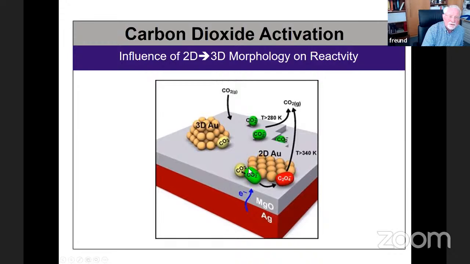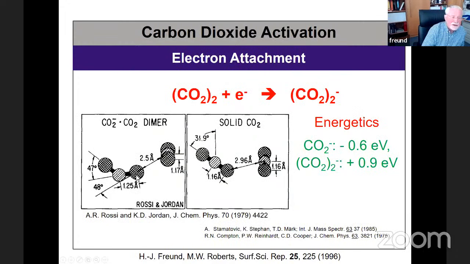And you can see here that the electron affinity of the CO2, which is negative in the case of the individual molecule, but is actually positive for a carbon dioxide dimer, can induce this reactivity to form the oxalate. That is, you form a carbon-carbon bond with two oxygen molecules sitting on each side.